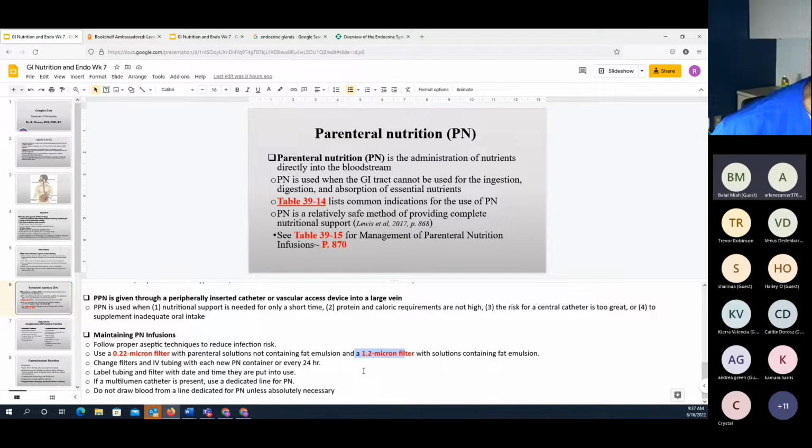Also, we actually add insulin to TPN. All right, we actually add it to the TPN, because it helps to keep the blood glucose levels under control.